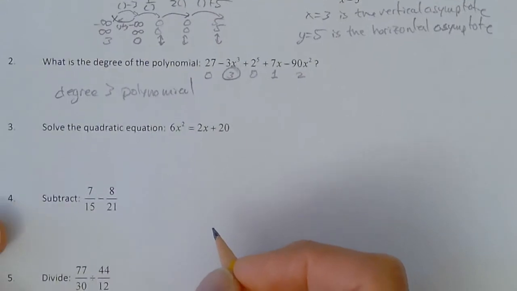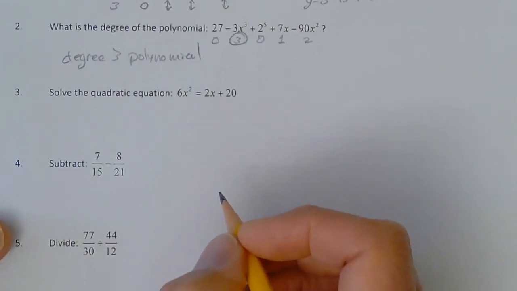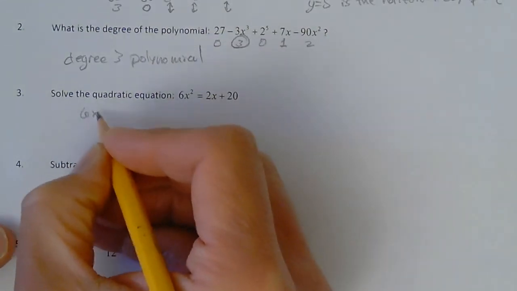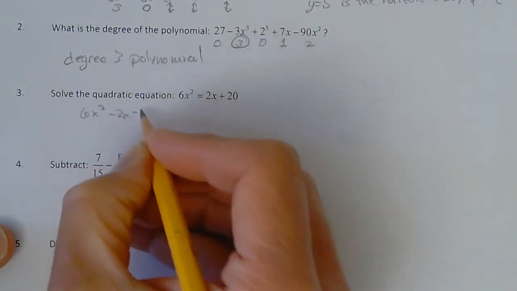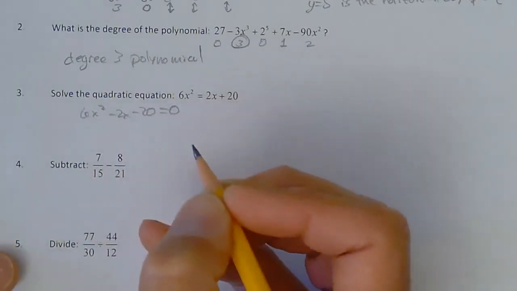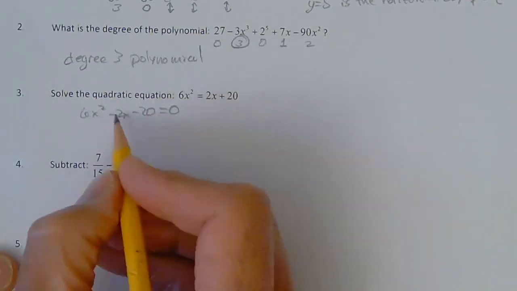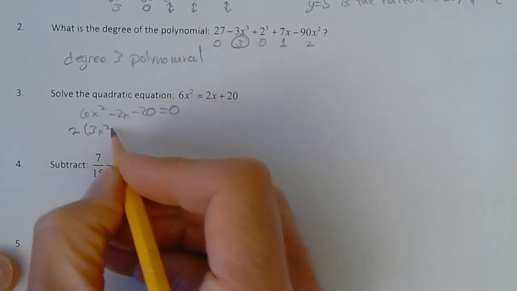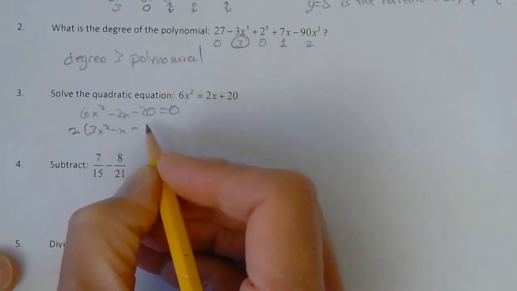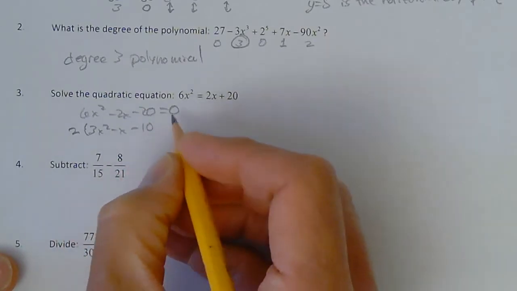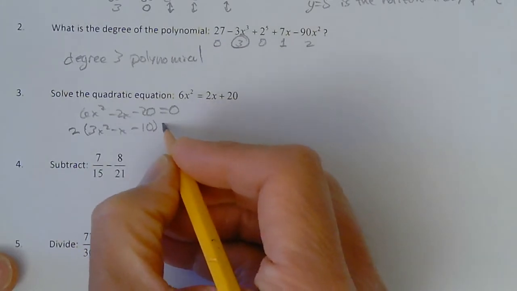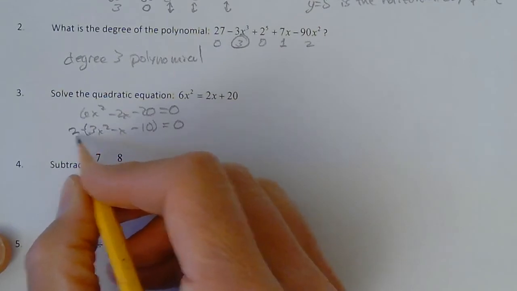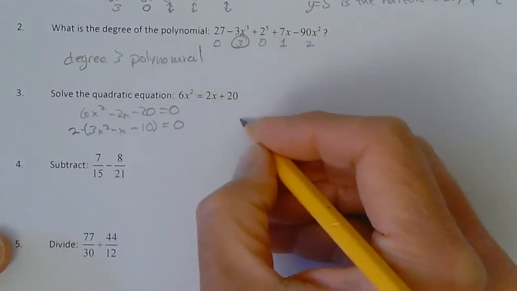Okay, but that's the degree of that one. Solve this quadratic equation. Well, to solve quadratics, we need to make them equal 0, so that's going to be 6x squared minus 2x minus 20 is equal to 0. I notice those are all even, so I can pull out a greatest common factor of 2. So I get 2 times 3x squared minus x minus 10 is equal to 0. And I've got 2, obviously, can't make it 0, but I could try to factor that part.